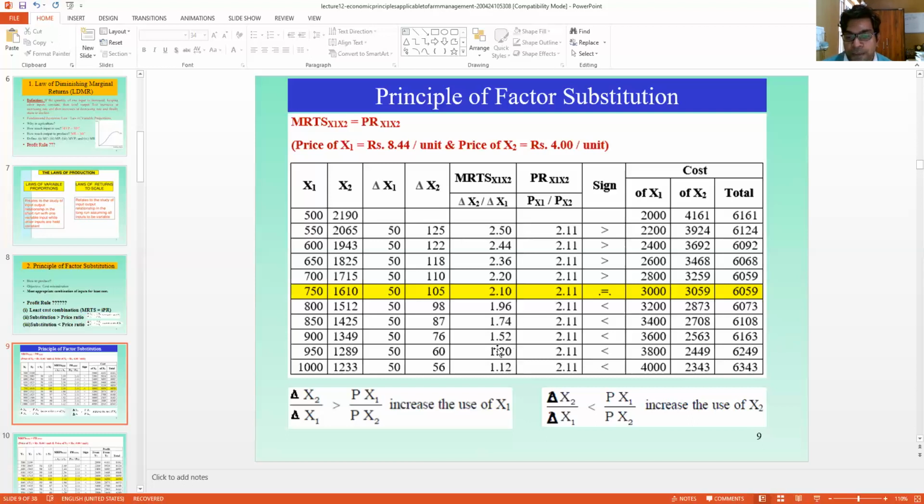So what you're doing is, if MRTS is less than PR, then you increase x2. So from 1349 physical unit, the x2 is increased to 1425. Now you see the cost, it is 6108. So from 6163, the cost has reduced to 6108. So you see now, when MRTS is less than price ratio, increase use of X2. Is it clear? Right, it should be clear.